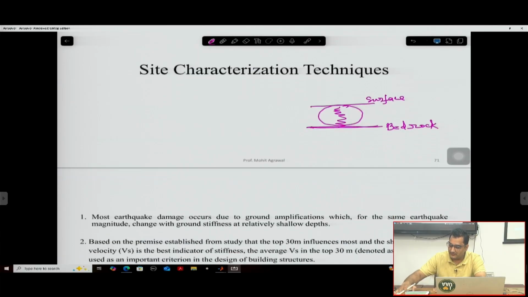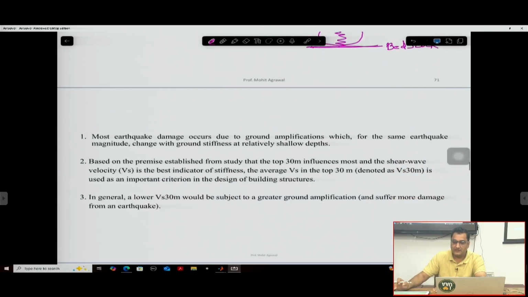Okay. Now, if we look at a little bit of the basics, then most of the earthquake damage occurs due to ground amplification, which for the same earthquake magnitude changes with ground stiffness at relatively shallow depth. That means the stiffness of the soil is very essential in order to determine the amplification.